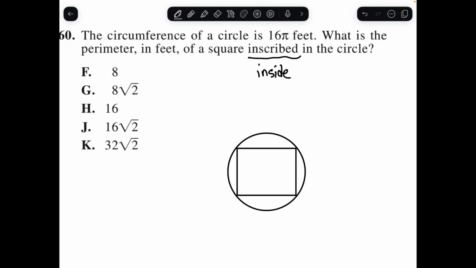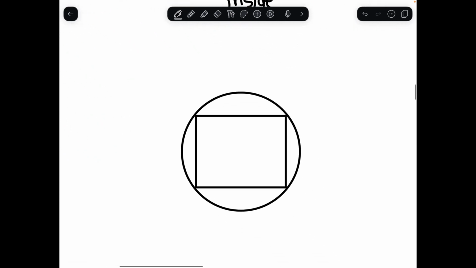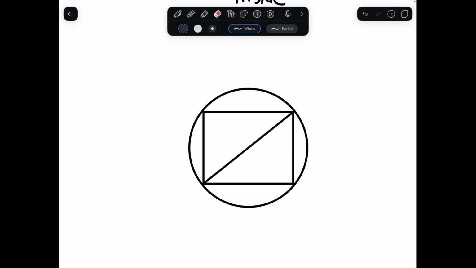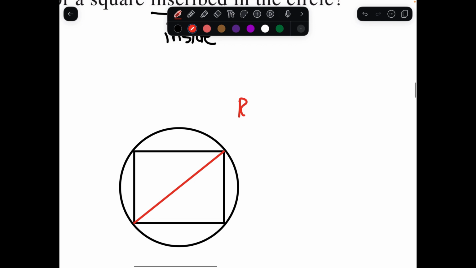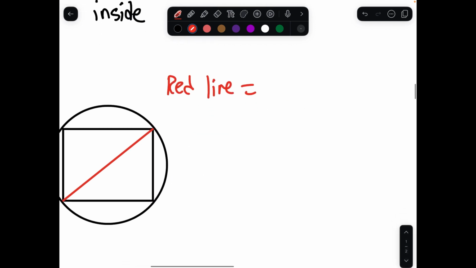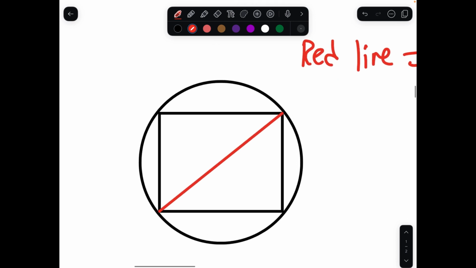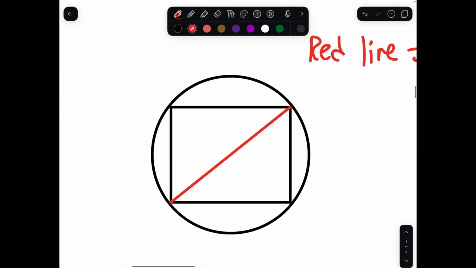So for this problem, the thing to realize here is that if I were to draw the diameter of the circle, right? The diameter could be like this, or I could also draw it like this, right? This is also the diameter. Let me get rid of this line. So I'm going to draw it in a different color, actually. So the thing to realize is that this red line equals the diameter of the circle, right? And the thing to see is this is not only the diameter of the circle, but this is also a diagonal of the square, right?